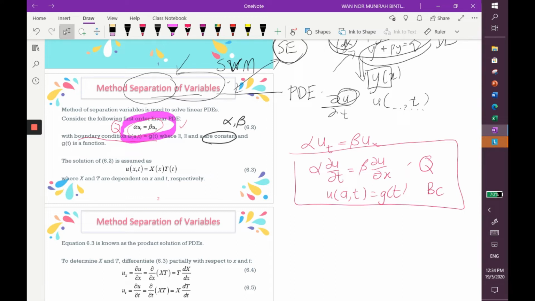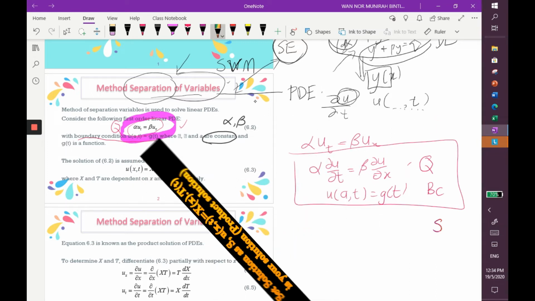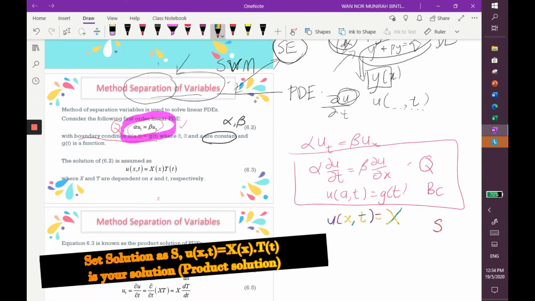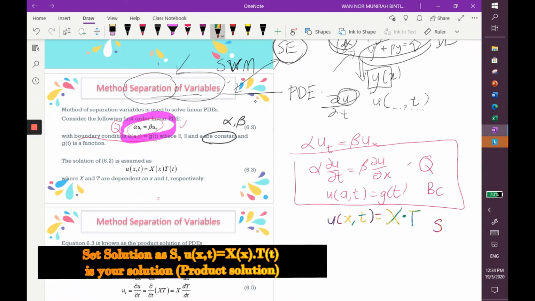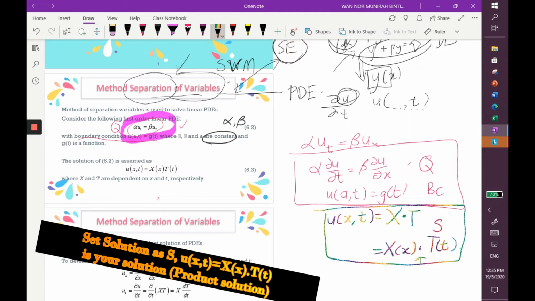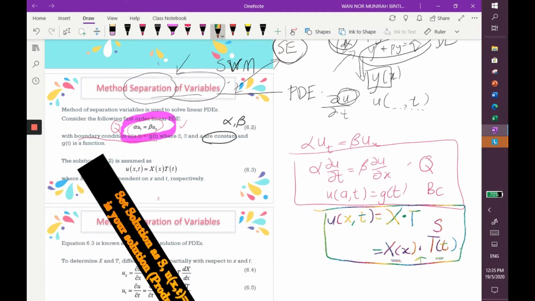But the most important part here is that you already get the solution. I note this as S. Your solution is u(x,t) equals X times T, where X is a function of x and T is a function of t. We call this a product solution. Why product solution? Because you have the product of X and T.